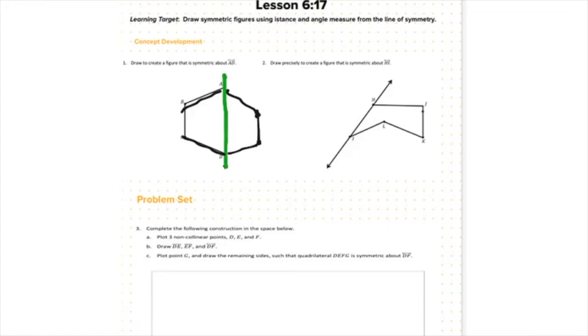You want to do the same thing. Now, here's our line of symmetry. Let me make that a little bit darker. Okay, there's our line of symmetry.